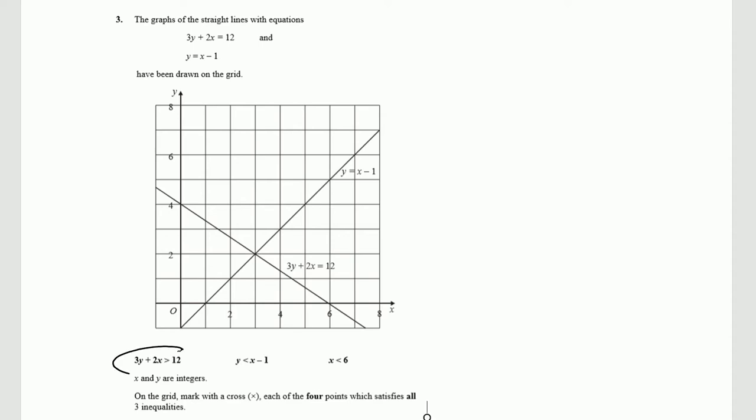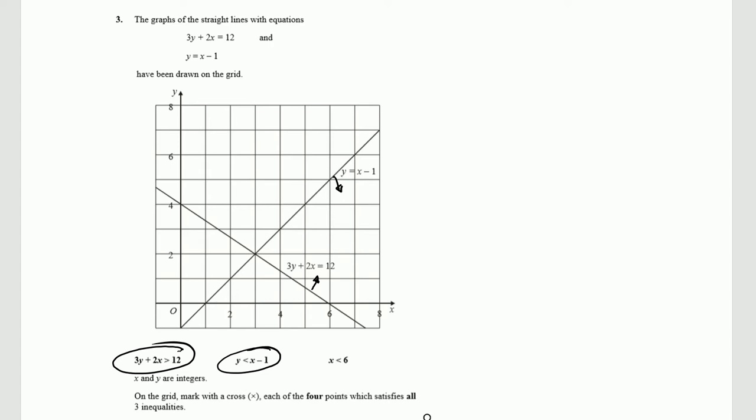So looking over here at this equation, 3y + 2x > 12, I want to say above, more than. So I want to be looking above that line. y < x - 1: less than, lower, below. I want to look below this line.